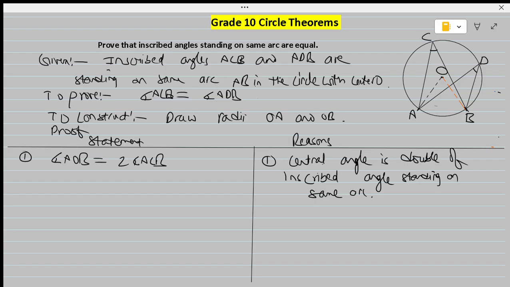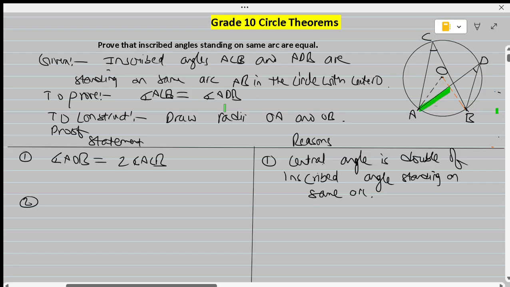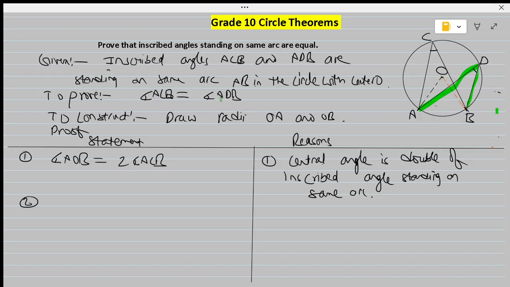So the same arc is AB, on which angle AOB is the central angle and angle ACB is the inscribed angle. Now with the same method, let's see another inscribed angle on the arc AB. The next one is ADB. Angle ADB is the inscribed angle made on the same arc AB, and on the same arc the central angle is already standing. So we can relate these two angles, AOB and ADB, with the same reason.